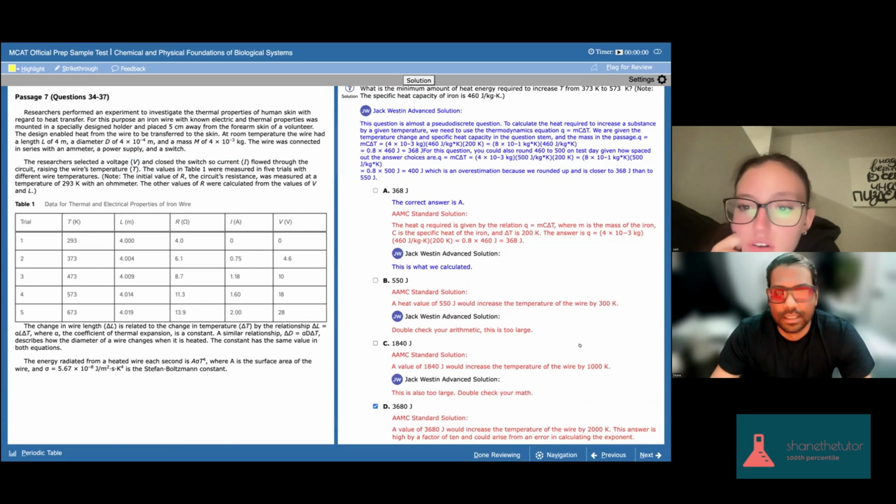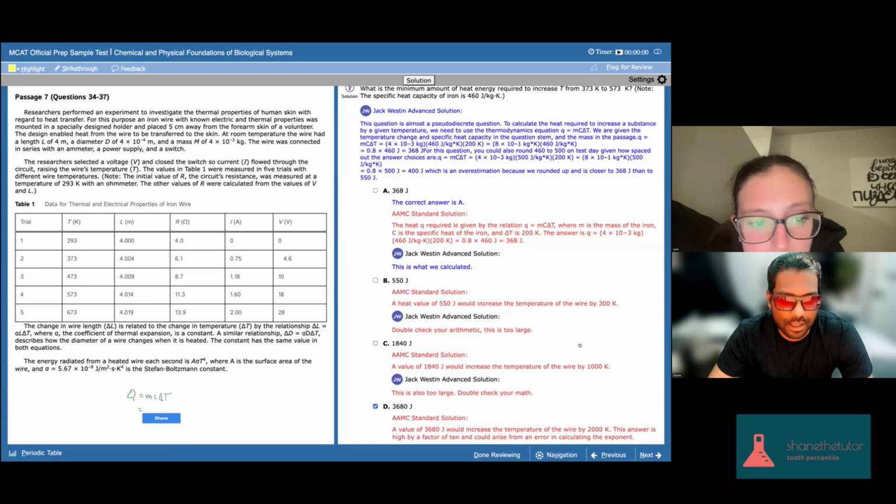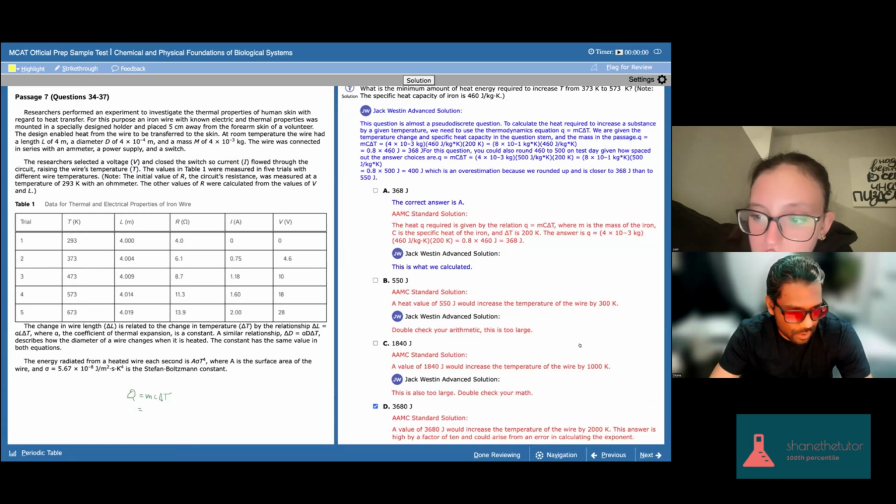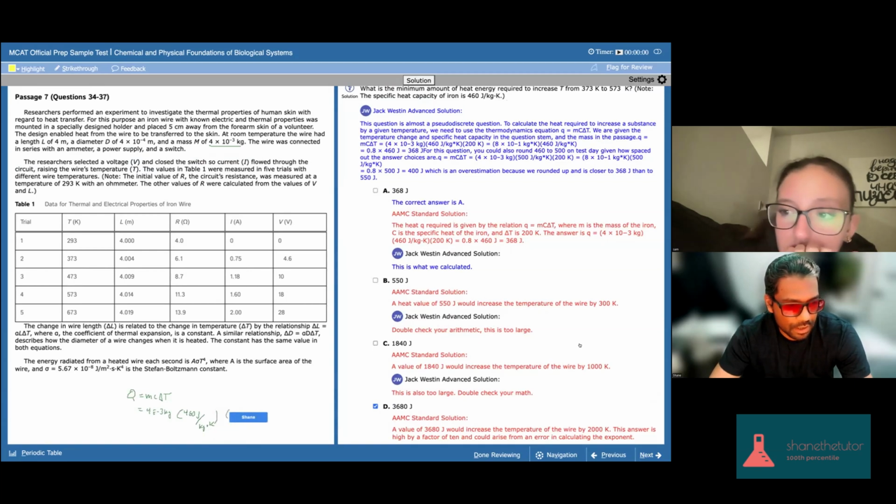Let's see. Okay, Q equals mcΔT, right? Could be maybe a unit thing. So let's see. They're saying the amount of heat. Okay, so we need the mass, which I guess is the same thing, right? This one. So 4e-3 kilograms times the specific heat they give us, 460 joules per kilogram Kelvin, and then the delta T is 200 Kelvin.